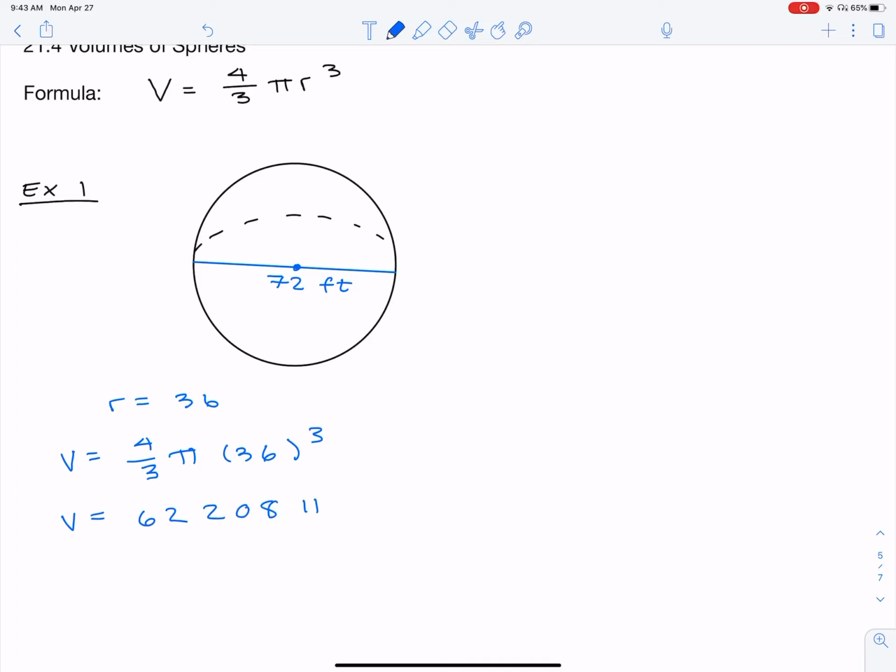62208 pi. And again, because this is in feet, this would be a volume, so this is feet cubed. That's all there is to it. So let's do one more. Let's do a composite figure because those are always interesting.